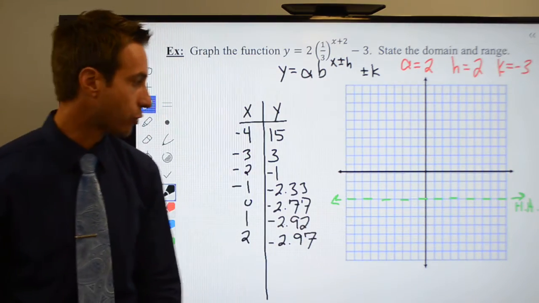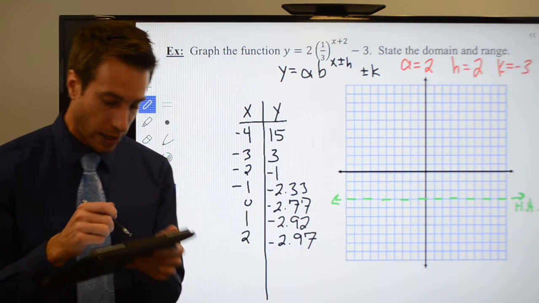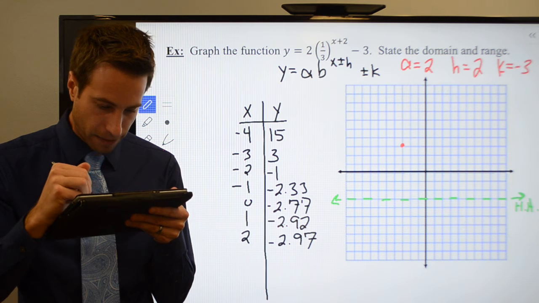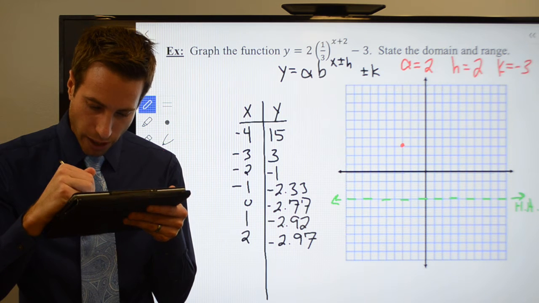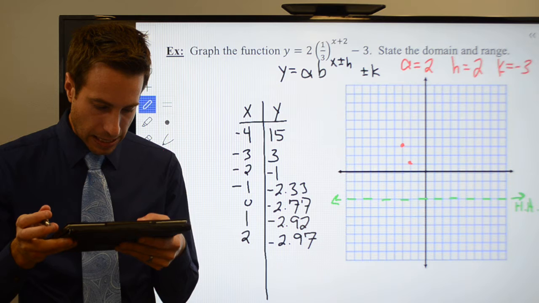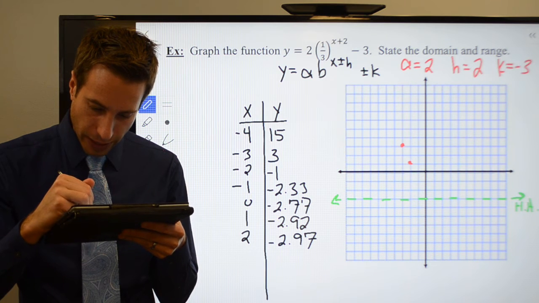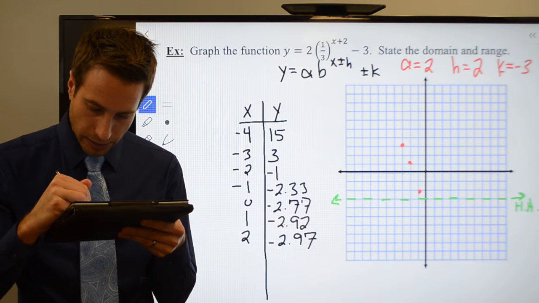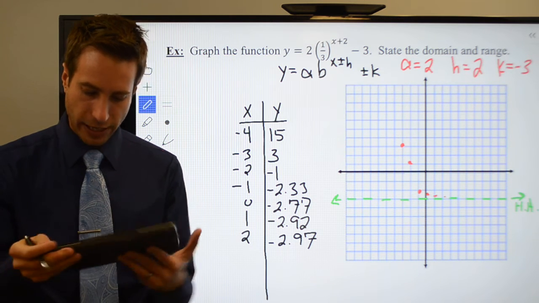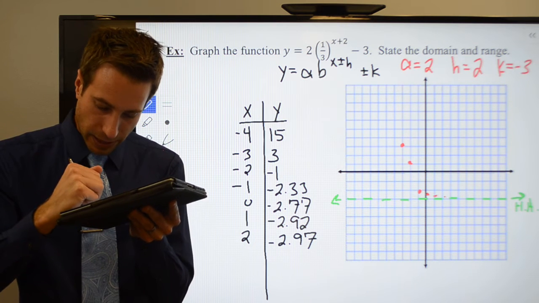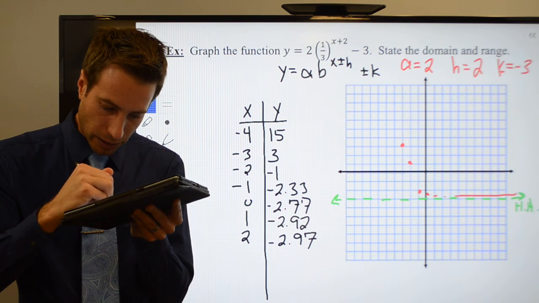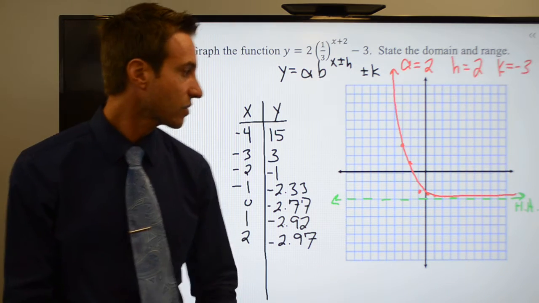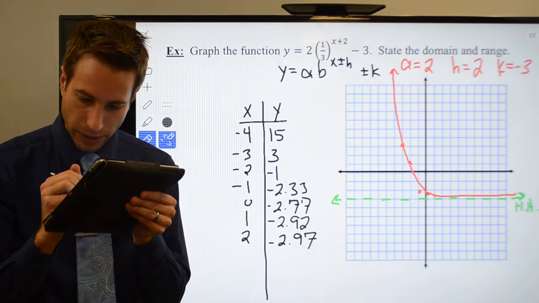My horizontal asymptote is minus 3. Let's go ahead and graph these, the ones I can. Let's see, negative 3, 1, 2, 3, right there. Negative 2, negative 1. Negative 1, negative 2.3 is going to be somewhere right around there. Okay, so looks like what I've got is something that looks like that. Again, I'm sorry, that I really missed that point.